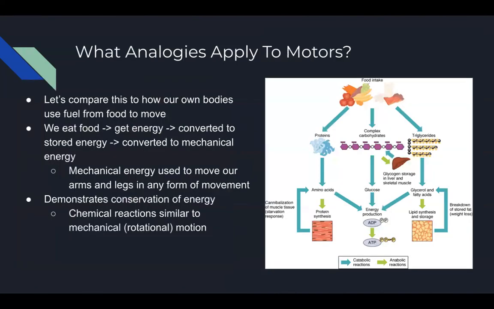In terms of motors, it's a very simple analogy. We can compare it to how our bodies use fuel from food to move, in the same way that electrical energy is used in motors to convert into rotational motion. So essentially when we eat food, we get energy, which is converted to stored energy. And then that in turn is converted to mechanical energy when we need it. And so that mechanical energy is then used to, of course, move our arms, our legs, any form of movement that we need.